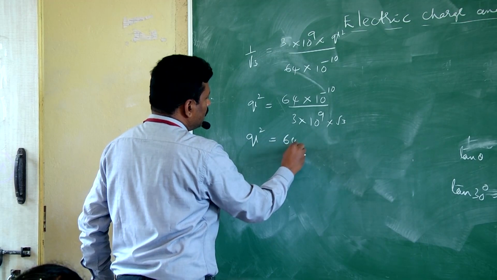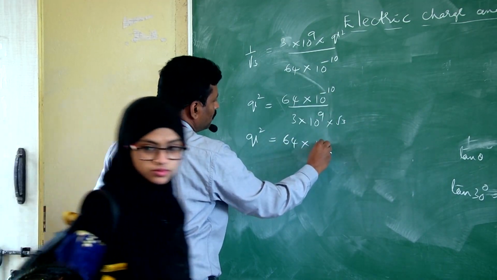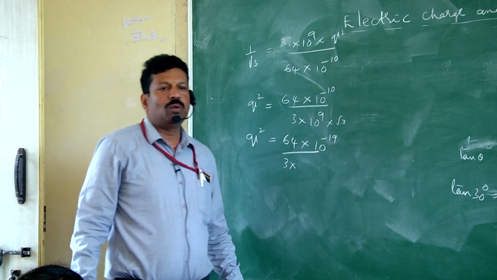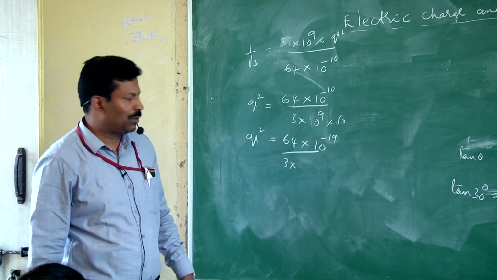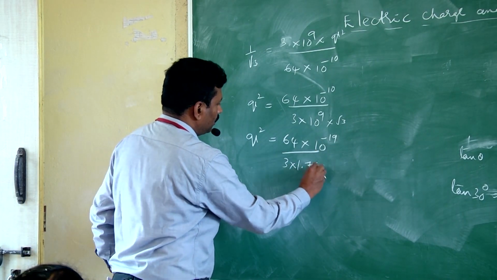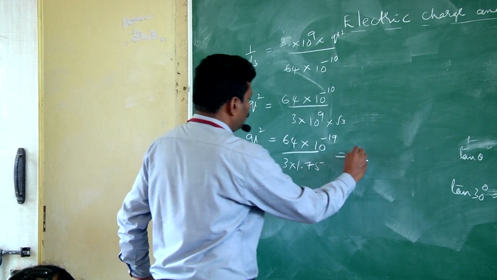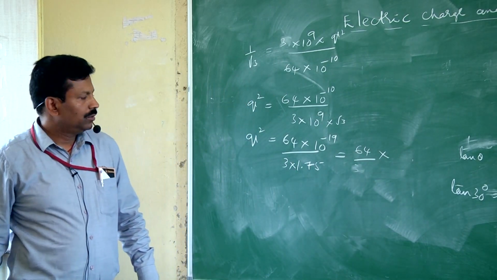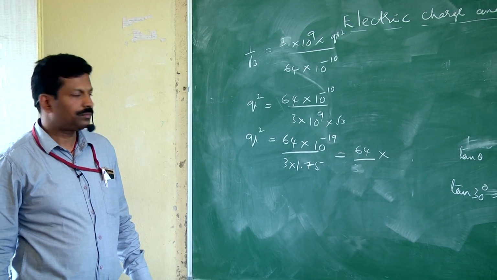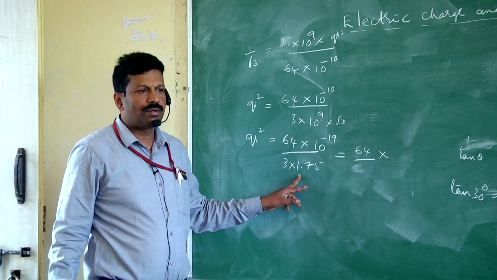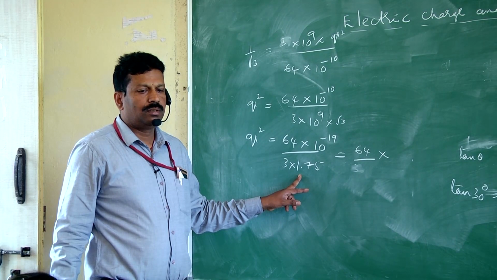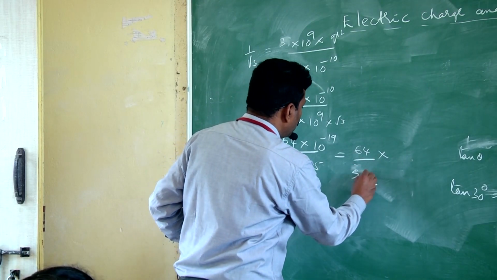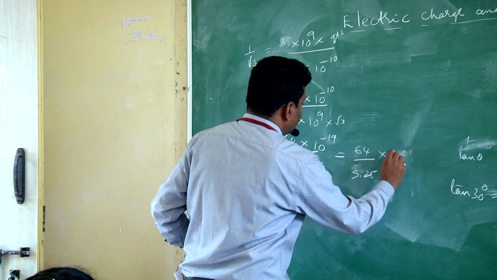Take this up. 64 ಎಷ್ಟಾಗುತ್ತೆ 10 to the power of minus 19. 3 root 3 is what? 1.75 ತಗೊಳ್ಳಿ. Approximate 1.75. Will you multiply now? 3 into 1.75. What is 3 into 1.75? Multiply ಮಾಡಿದ್ರಾ? 5.25 into 10 to the power minus 19.